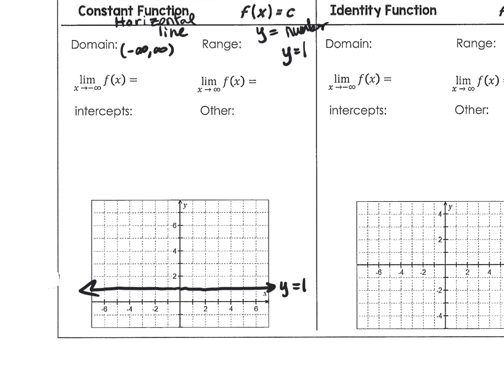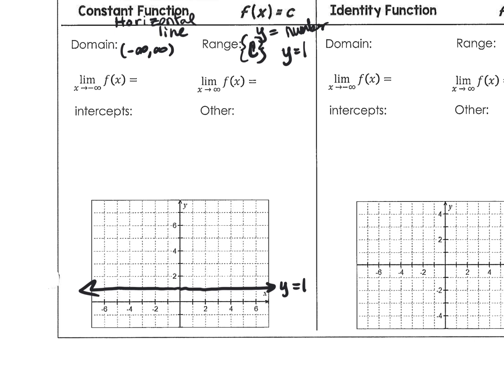What is the range of that function, though? If it is constant, how many different y values is it? It's just 1, isn't it? What is that y value? So the range is just 1, or whatever c is. It's whatever that number is, c.